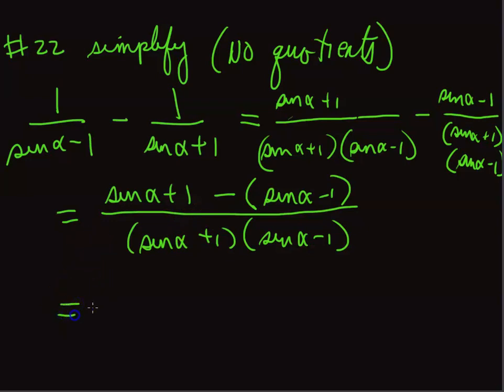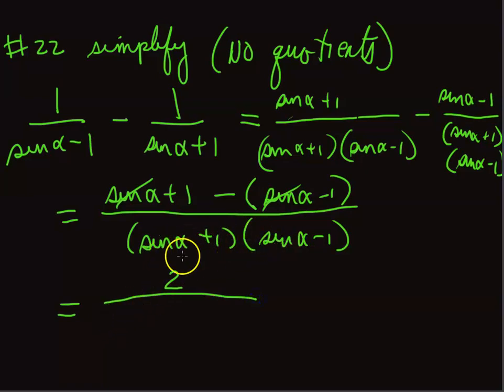Let's see here. In the numerator, we've got the sine alpha plus 1 minus sine alpha. So the sine alphas are going to cancel. But the plus 1 and the other one, which was subtraction and now it's addition, is going to make it into a 2. The sine alphas cancel. But we have plus 1 minus a negative 1, which is also plus 1. That's over this.